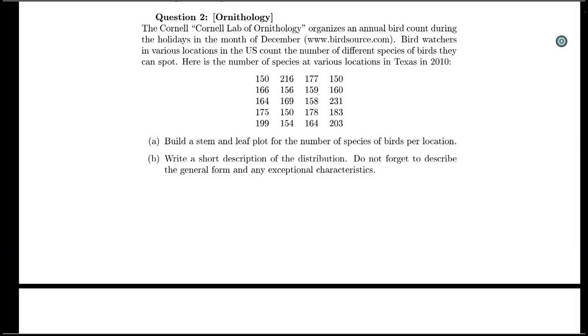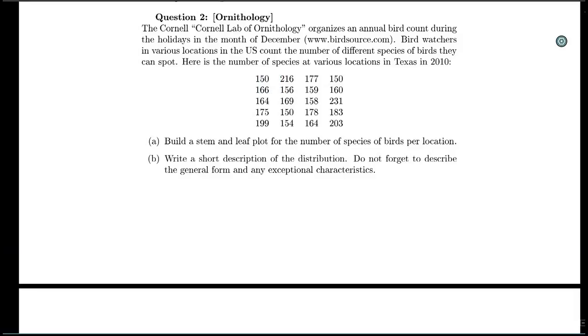My name is Jelamat. Today we'll discuss question 2 on numerical variables. Here we are asked to construct a stem and leaf plot for a variable which is counting the number of species found at various locations. So for example, 150 represents the number of species identified at a particular location, 203 as well is the number of species identified at a particular location.